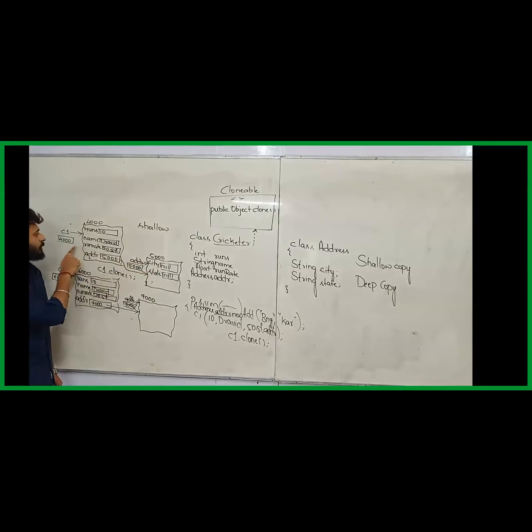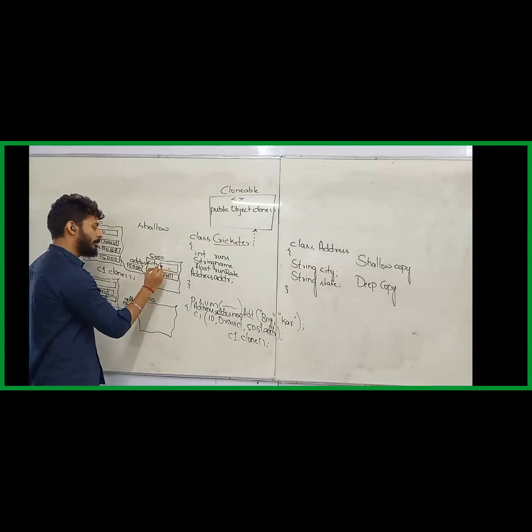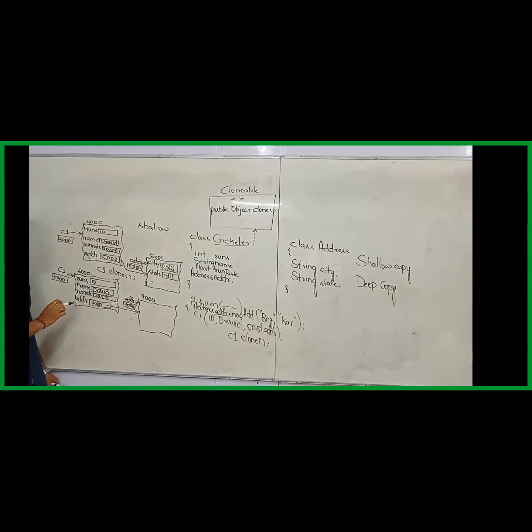Okay, and if I try to print C1 dot address dot city, what should get printed? It is a shallow copy. If it is a shallow copy, what should get printed? BNG only. Why? What did I do? From C2's address city, I changed it to BNG. If really it is a shallow copy, then what should happen? If I try to access C1 dot address dot city, then what will I get? BNG only. Yes or no?